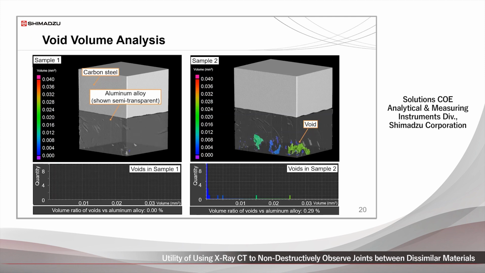Thus, volume analysis results show that the volume of voids detected in sample 2 is about the same or less than the volume of carbon-steel fragments, and the volume ratio of voids with respect to the aluminum alloy is about 0.3%, which means that the volume ratio of voids with respect to the aluminum alloy is about a factor of 10 less than the volume of carbon-steel.